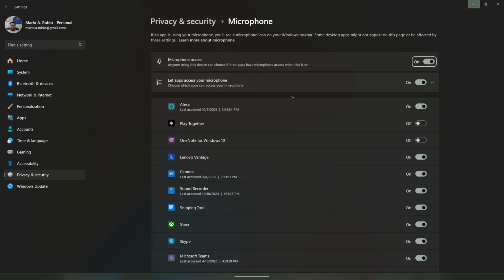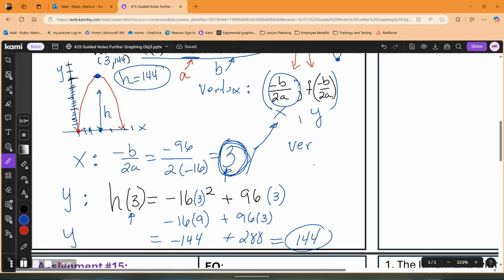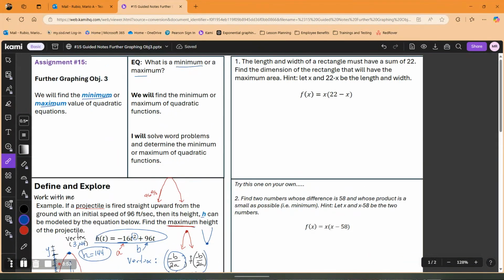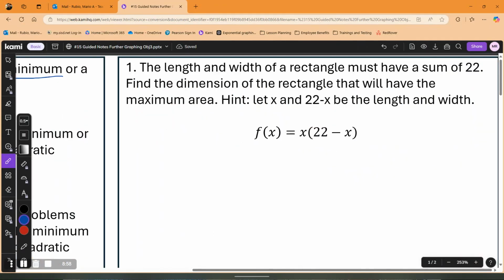Ooh, no, what did I do? Let me close this up. Okay. Let's take a look at another example. I think I just gave you guys one practice. So it's a little bit different.